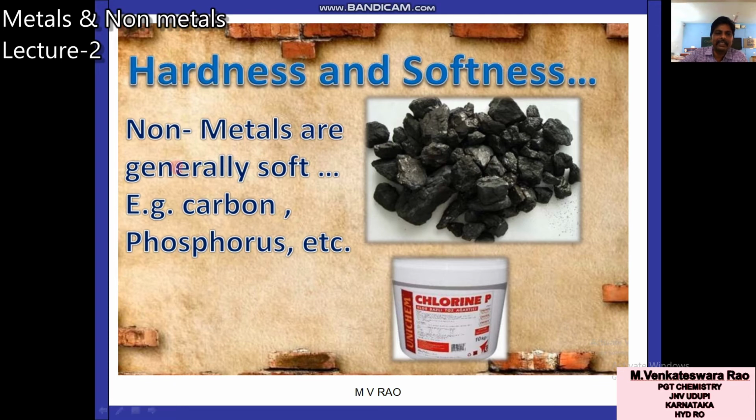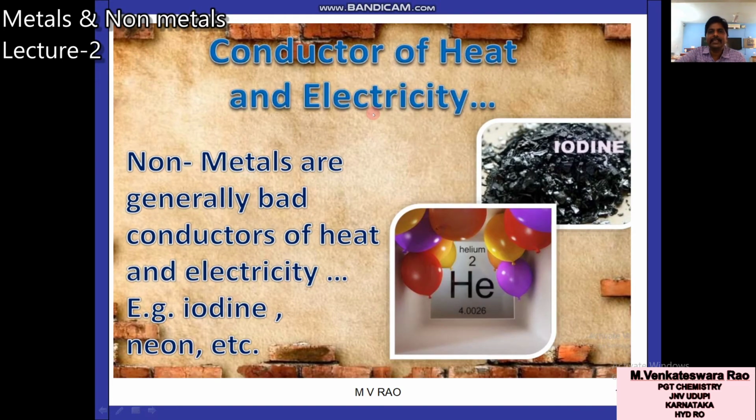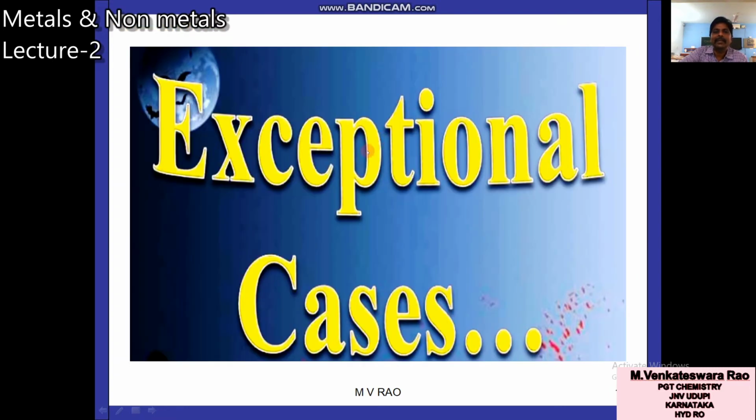Next one is about hardness and softness. Non-metals are generally soft. Example: carbon and phosphorus. Next one is about conduction of heat and electricity. Non-metals are generally bad conductors of heat and electricity. Iodine is a bad conductor of electricity. Neon is a bad conductor of electricity. Here one exceptional case is there, which I will explain now.